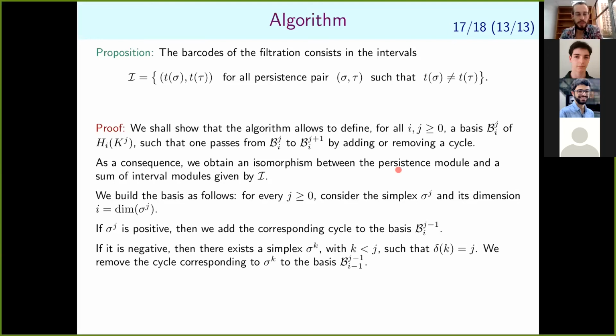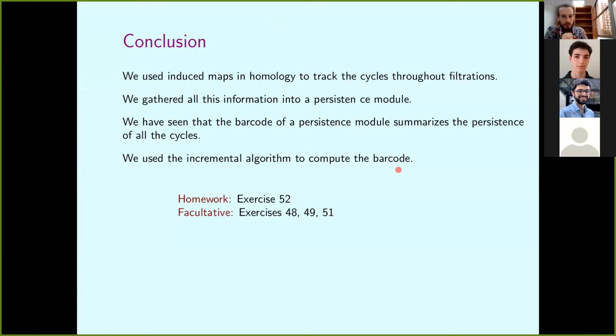So you can finally compute barcodes of persistence modules simply by applying the homology algorithm, the incremental reduction, the Gauss reduction, sorry, and at the end, reading the persistent pairs, which gives you intervals. And that's it. So I will conclude.